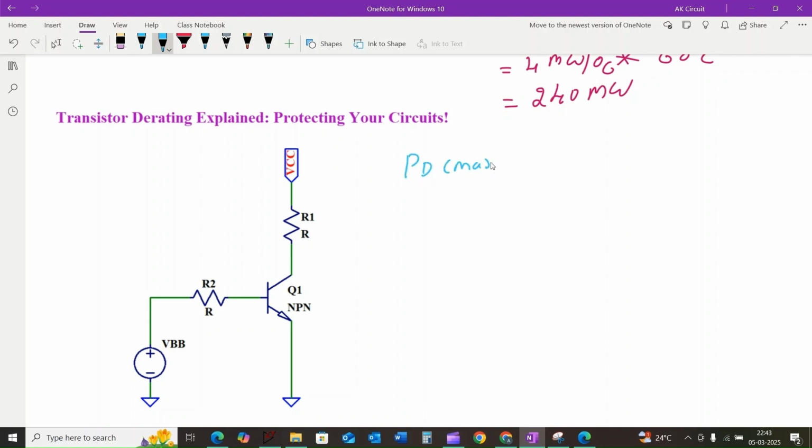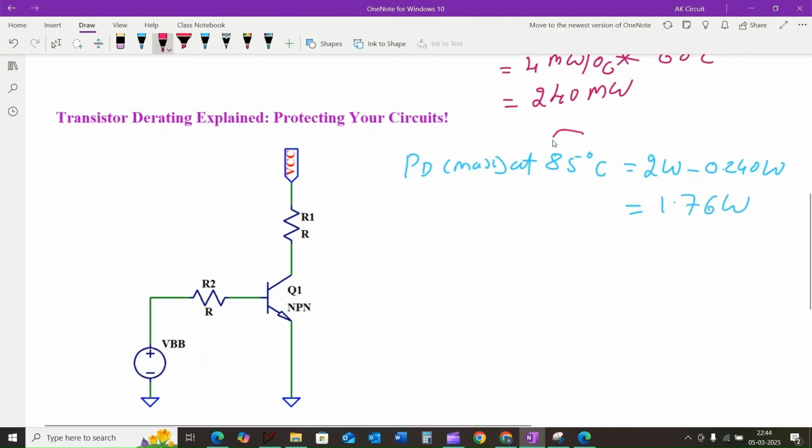So the maximum power dissipation PD max at 85 degree centigrade is equal to 2 watt minus 0.240 watt, which will give us 1.76 watt. This means that at 85 degrees Celsius, the transistor can only safely dissipate 1.76 watts, not the original 2 watts. Ignoring derating can lead to overheating and premature failure of our transistor, which means our circuit won't work as expected.